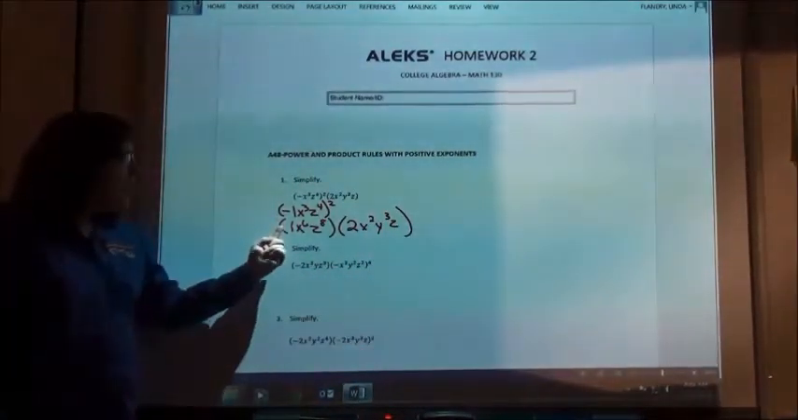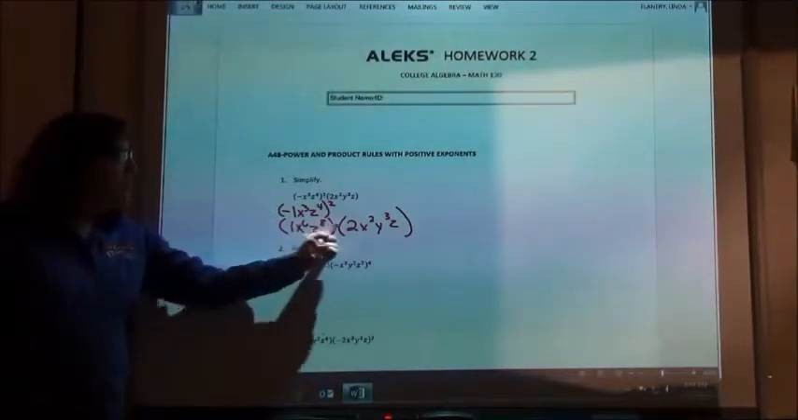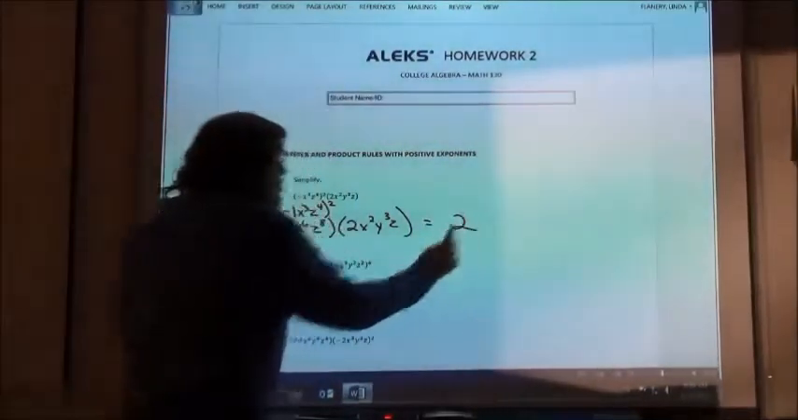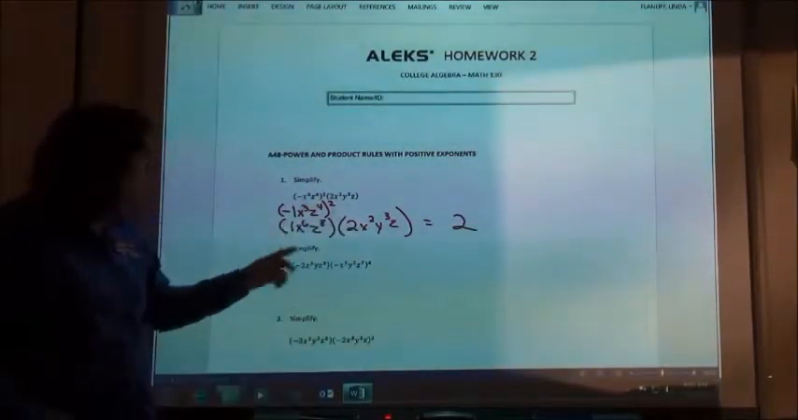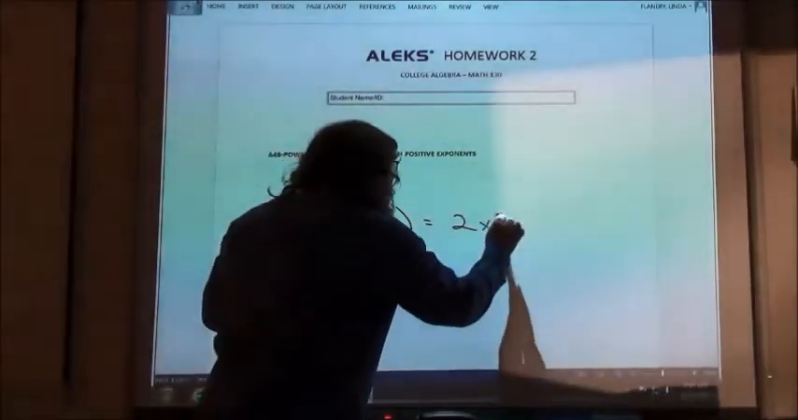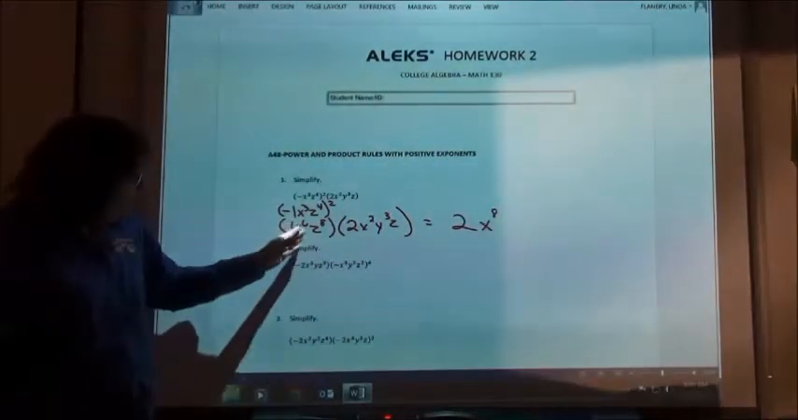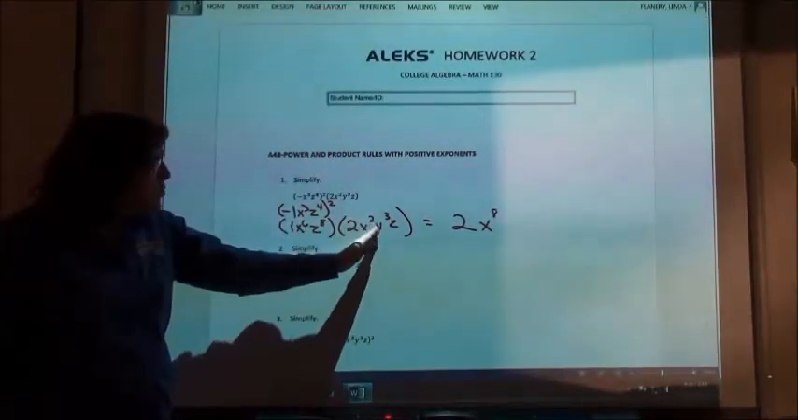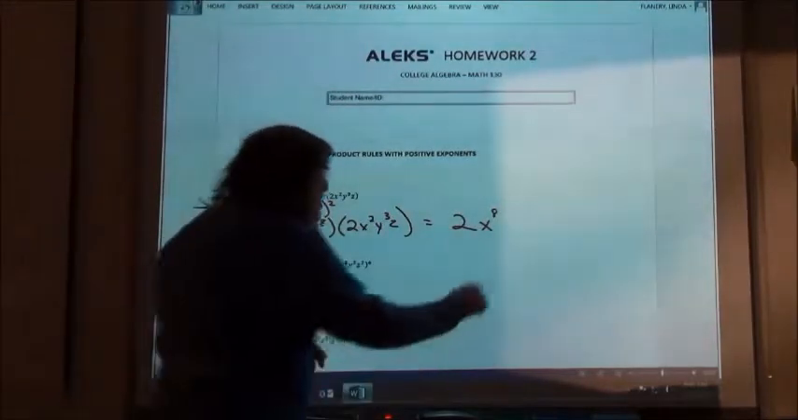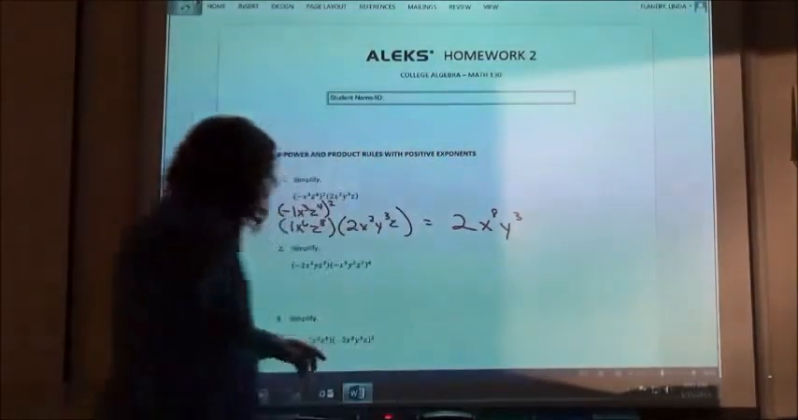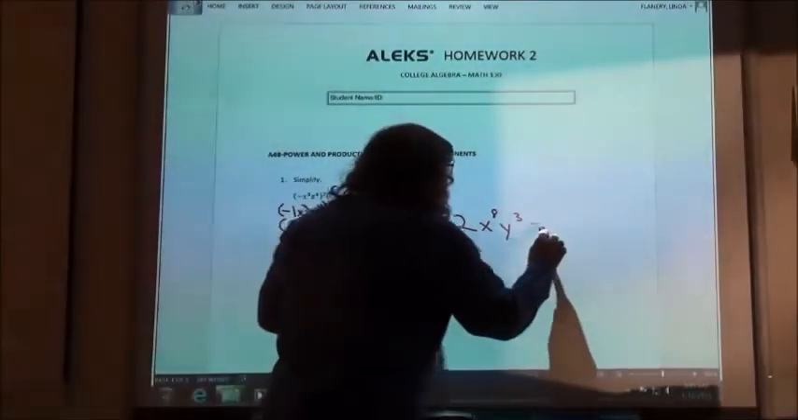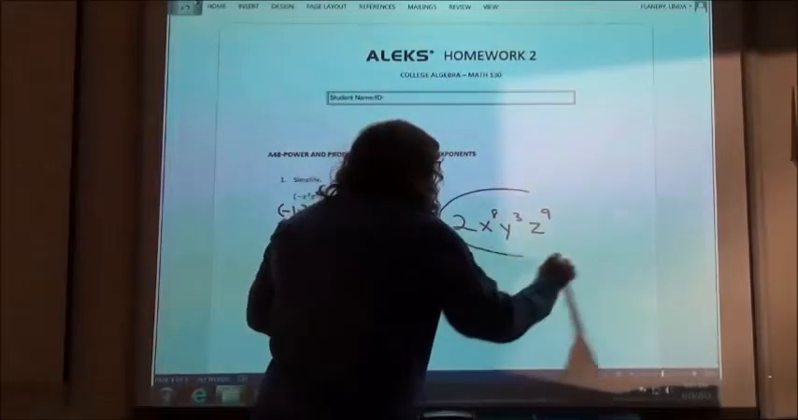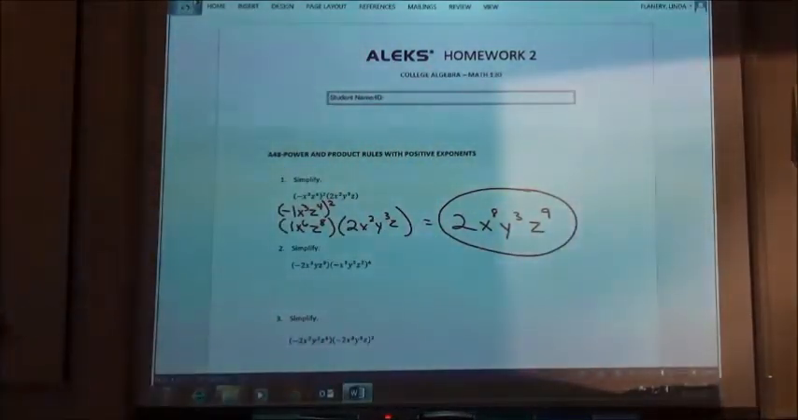I multiply my coefficients, so I'm going to do the 1 times 2, which is 2. I'm going to add my exponents. So I have x to the 6th times x squared. If I add that, that would be x to the 8th. I don't have any y's in my first expression, but I do have a y cubed in my second expression, so I'm still going to have the y cubed. And then I have a z to the 8th and just a plain z, so that would be z to the 9th. And so 2x to the 8th, y to the 3rd, z to the 9th is going to be my answer on that one.